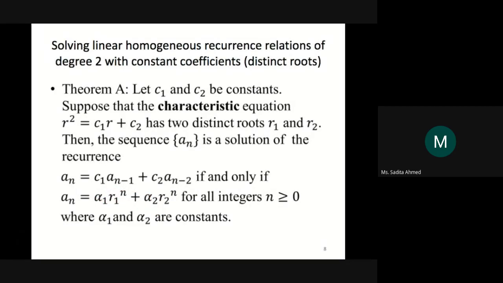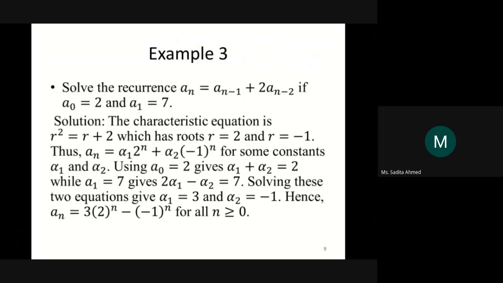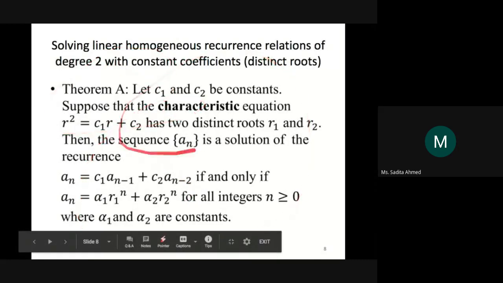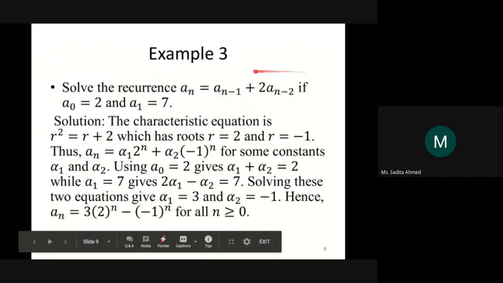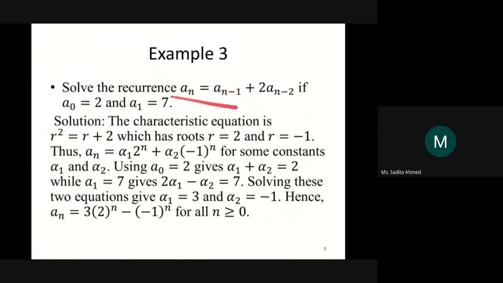Here in this recurrence relation, can you tell me what is the value of C1 and C2? C1 is 1 and C2 is 2. Exactly. If I put these in the characteristic equation, what do we get? R square equals R plus 2. Exactly, this is what we get: R square is equal to R plus 2.